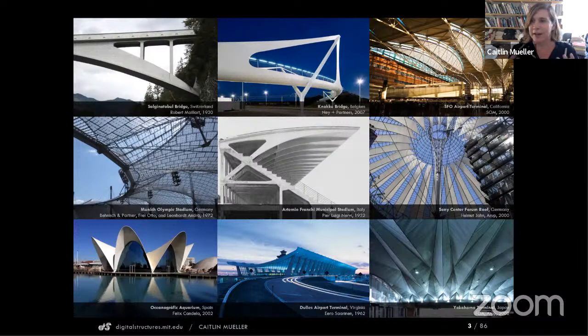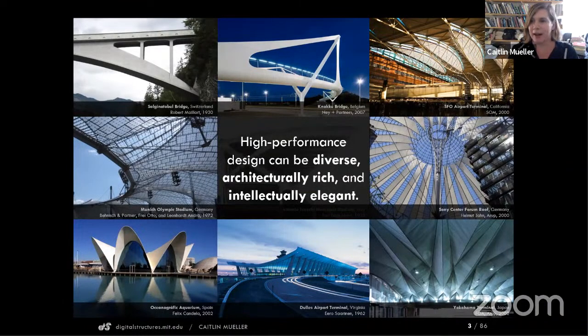All of these designs are very different from each other. There's a diverse palette here, but what unites them is that they all use material in very thoughtful and efficient ways, and they are able to resist loads through geometry, through their shapes. So high performance design, all of these are high performance design. So diverse pursuit, it's architecturally rich and intellectually elegant.